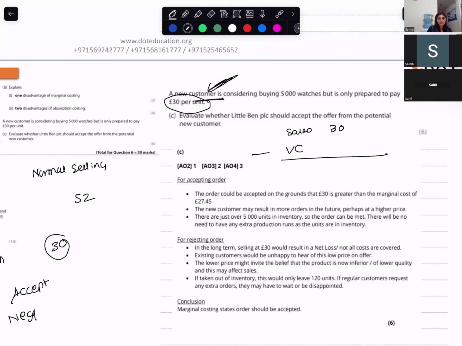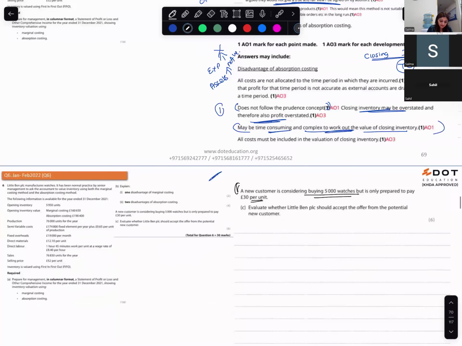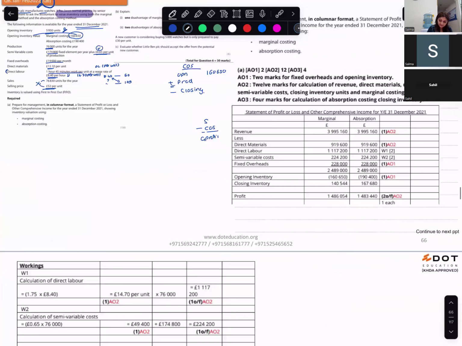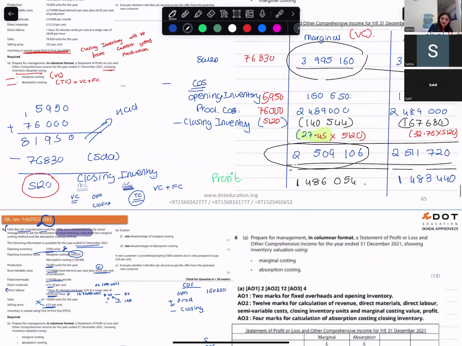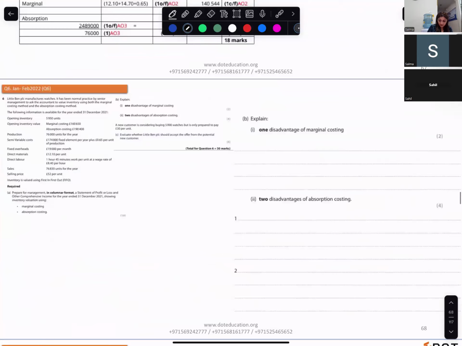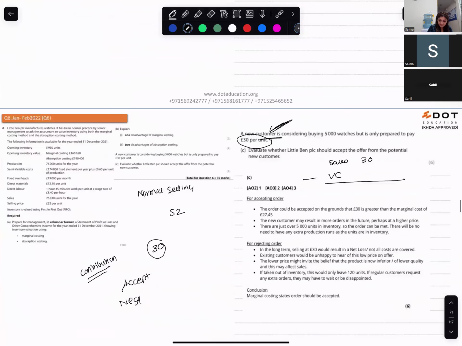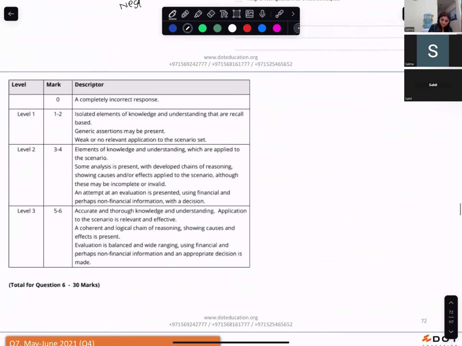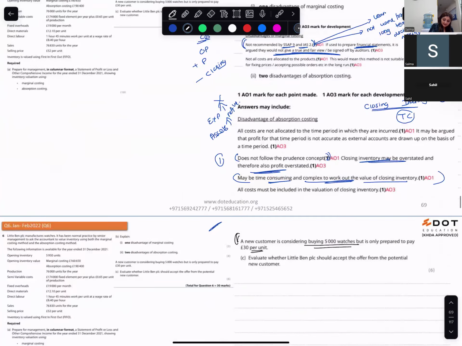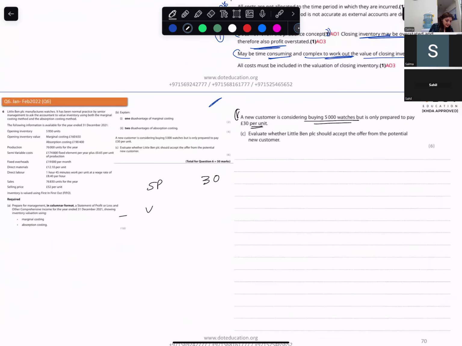What is the variable cost per unit? We calculated the variable cost per unit on top: 12.1 plus 14.7 plus 27.45. Okay, fine. So selling price per unit is how much? 30. Variable cost per unit is 27.45. What is the contribution per unit? 2.55.